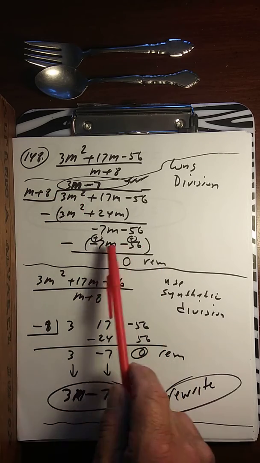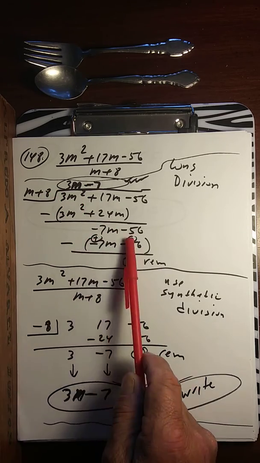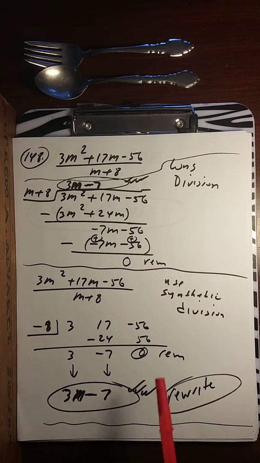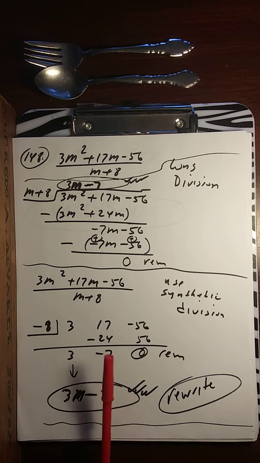What negative of all this, upstairs minus downstairs, is going to be switch it to plus to plus. So this is gone. And this is gone. So we have 0 remainder again. There's the answer. Now, synthetic division.